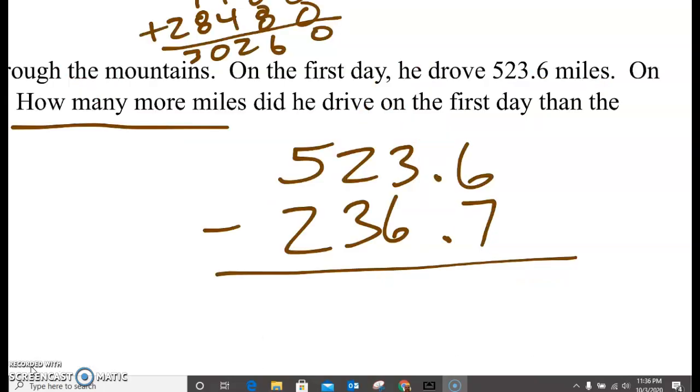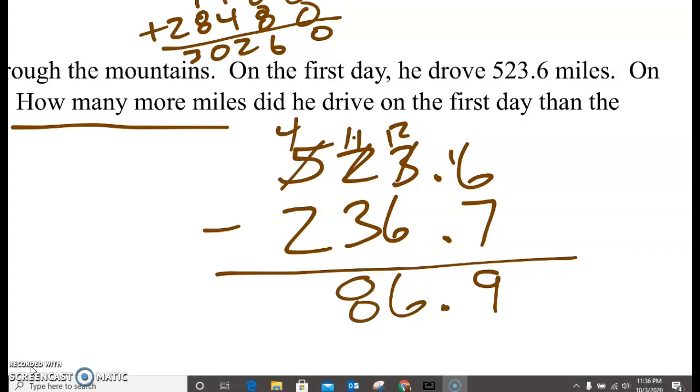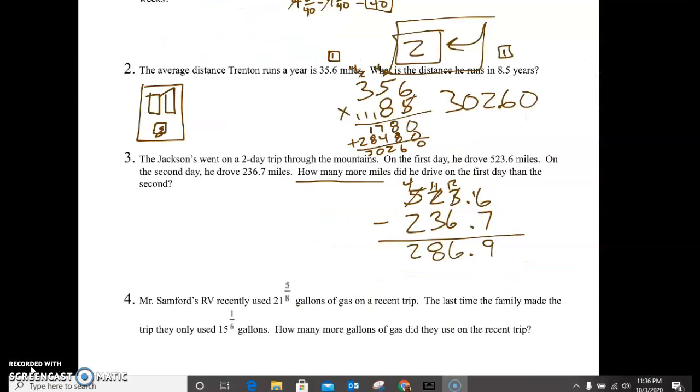We will have to borrow. It's going to be a 1. So now 2, 16 minus 7 is 9. We are going to have to borrow again. So 12 minus 6 is 6. Bring that decimal to where it's supposed to be. So that's a 1 now. Have to borrow again. It's a lot of borrowing. 11 minus 3 is 8. And then 4 minus 2 is 2. So he drove 286 and 9/10 more miles the first day than the second day.